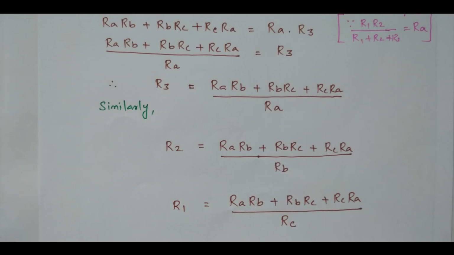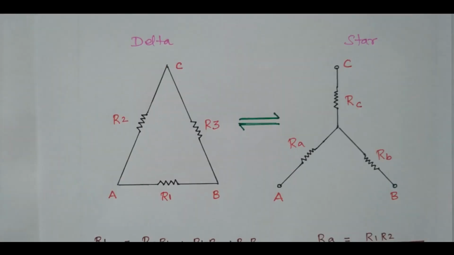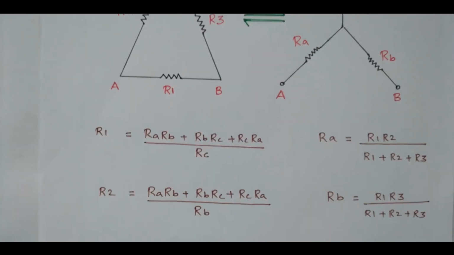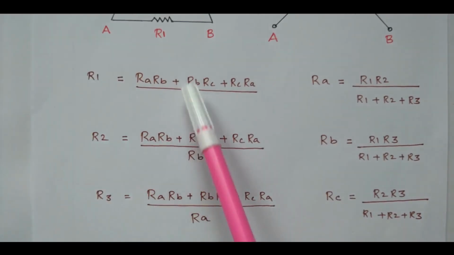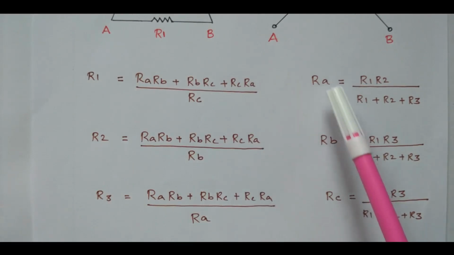So now we have completed the star to delta conversion also. Now we'll summarize this. After the 2 transformations are completed, we'll summarize all of this. This is a delta connected network, where R1, R2, R3 are available. This is a star connected network, where RA, RB, RC are available. Now the 2 transformations are completed. These are the values of R1, R2, R3 in terms of the star connected, and RA, RB, RC in terms of the delta connected.